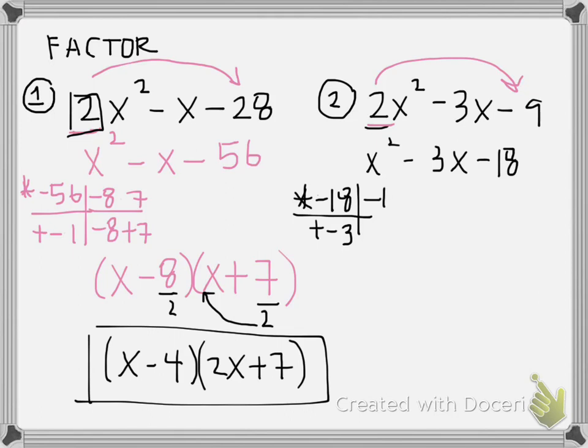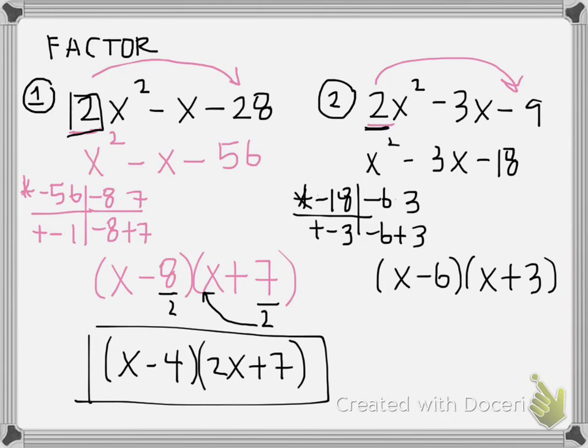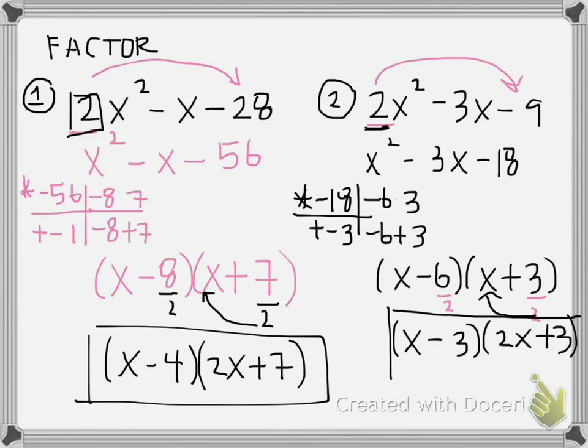So what is that? Negative 6 and 3. So negative 6 times 3, negative 6 plus 3 adds together to be a negative 3. So this is going to factor to x minus 6 times x plus 3. But we're not finished. We multiplied by that 2 in the very beginning, so we're going to divide by that 2 in the end here. So 6 divided by 2 can reduce, so this will be x minus 3. This one needs to bring that 2 up. So this is going to be 2x plus 3. Okay?